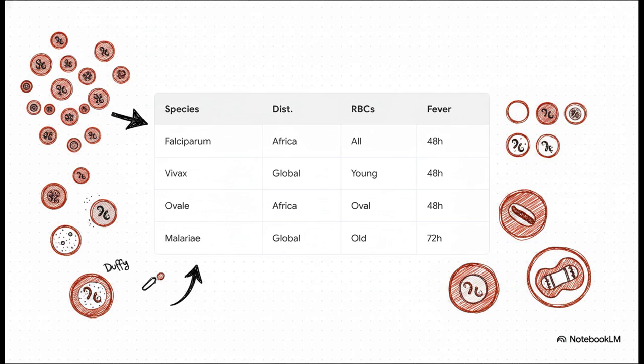And don't miss those blood smear features. Vivax gives you those enlarged red blood cells with Schüffner's stippling, while P. malariae prefers the older red blood cells and presents with that really unique 72-hour quartan fever, band trophozoites, and rosette-shaped schizonts.